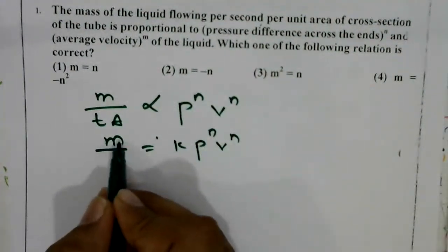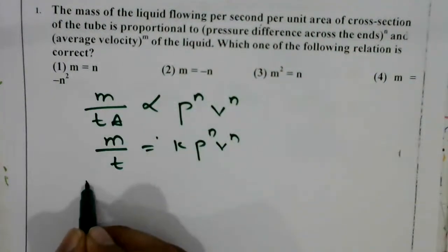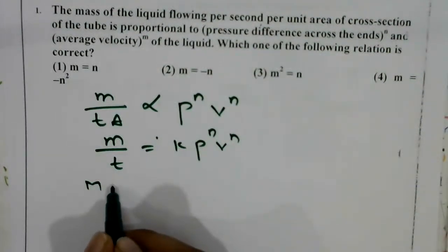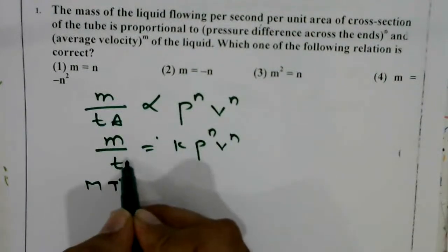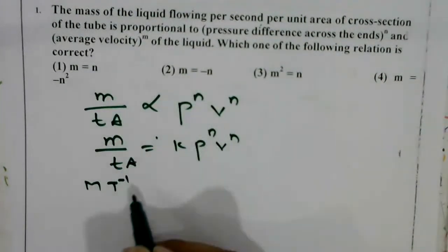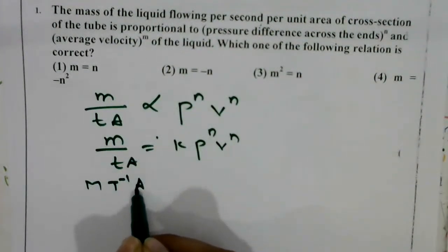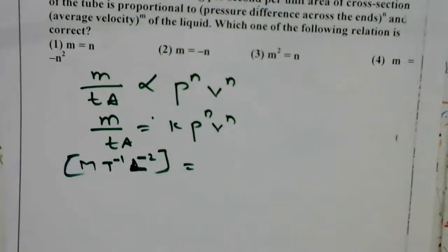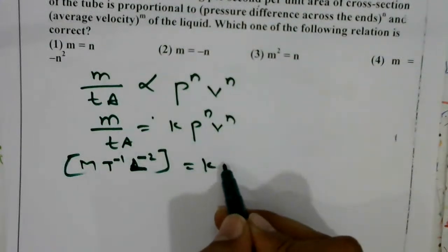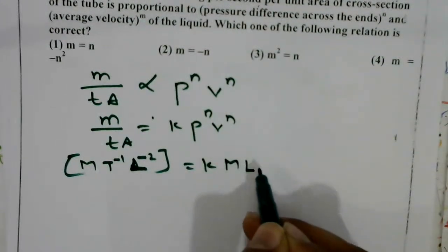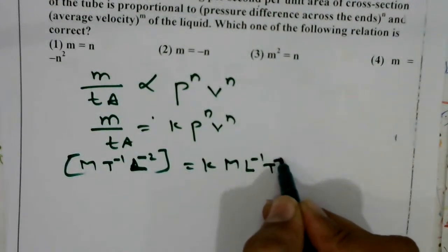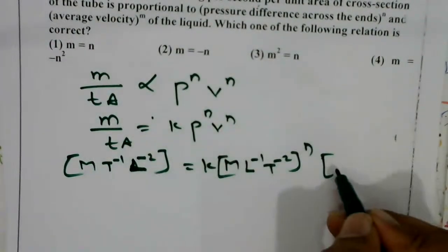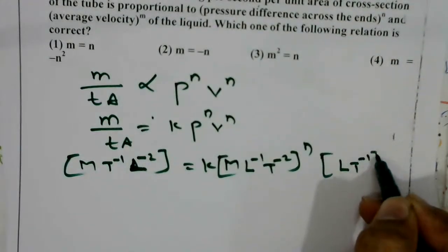Okay, so this one, average velocity, and mass per unit area of cross section. The dimension of m is M, and t is T raised to minus 1, and the area is length raised to minus 2. This is the LHS dimension formula, correct? K, what is the pressure dimension formula? M L raised to minus 1 T raised to minus 2, raised to n, and velocity dimension formula is L T raised to minus 1.